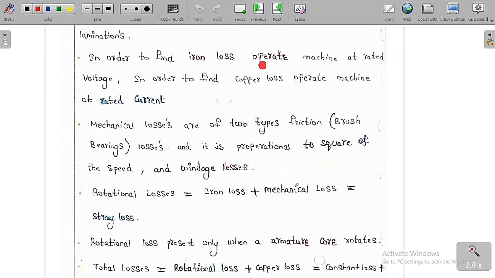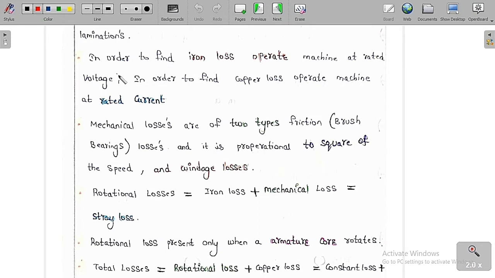In order to find iron loss, operate the machine at rated voltage. In order to find copper loss, operate the machine at rated current. I have already told this important point. If you want to find the iron loss, you have to operate the machine at rated voltage. If you want to find the copper loss, then operate the machine at the rated current.